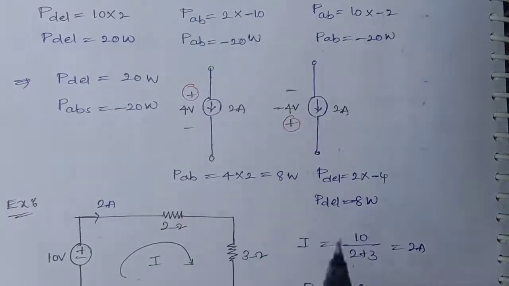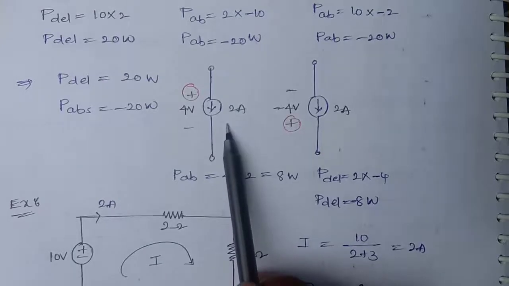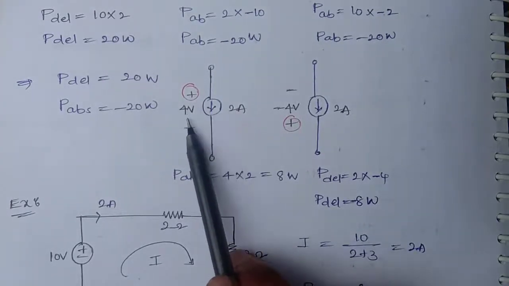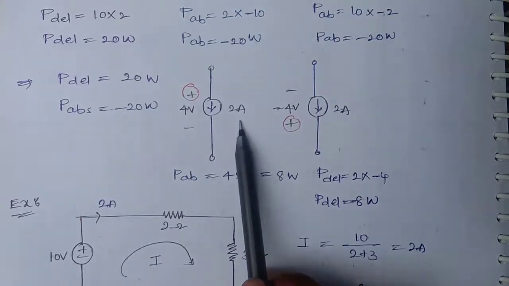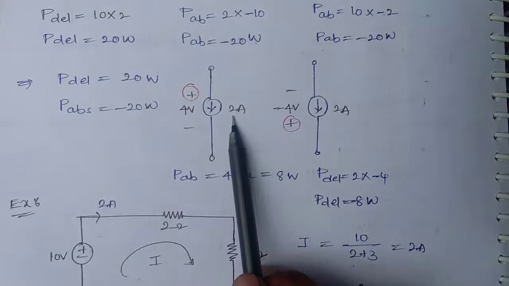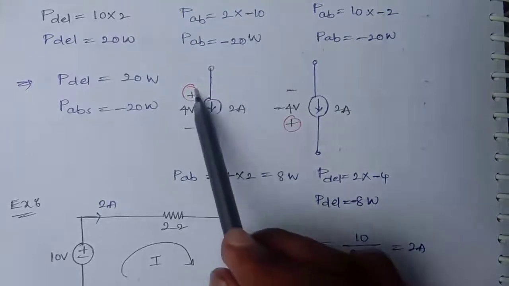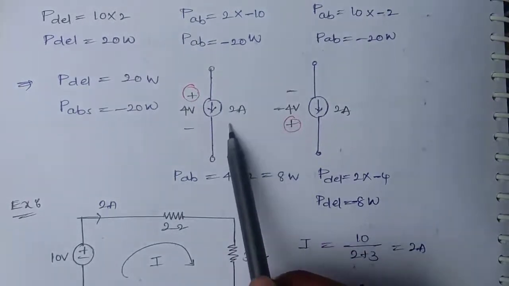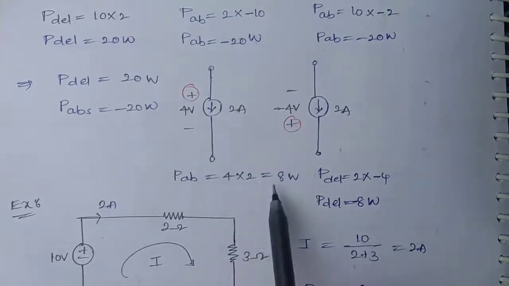Okay, now look at this example. In this, we are having a current source, and the voltage across this current source is 4 volts. Okay, we are having a 2 ampere current source, and voltage across this 2 ampere current source is 4 volts. Now current is entering from this positive terminal, that means this power is referred as absorb power, which can be calculated as 4 into 2, that will become 8 watt.